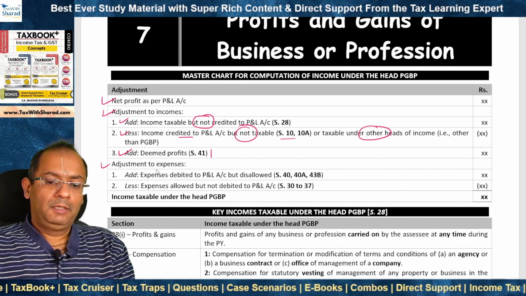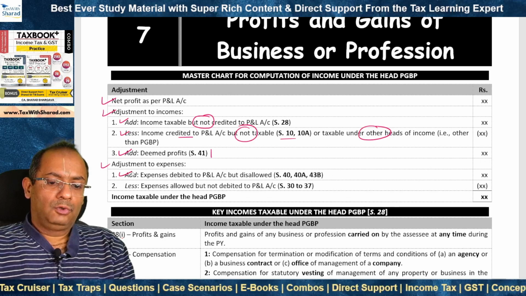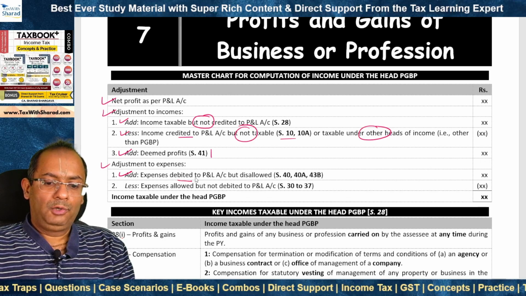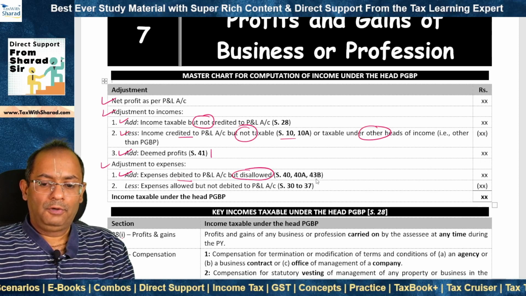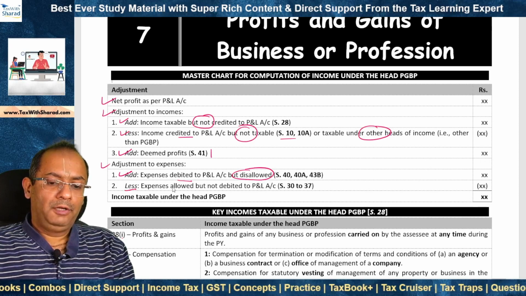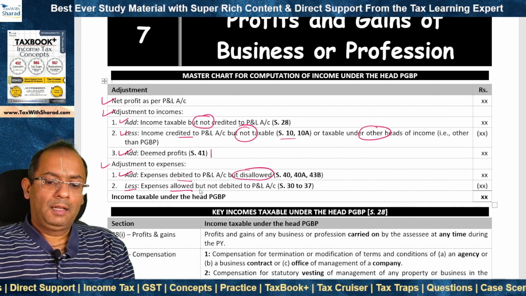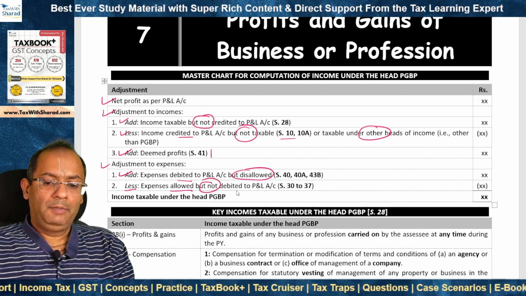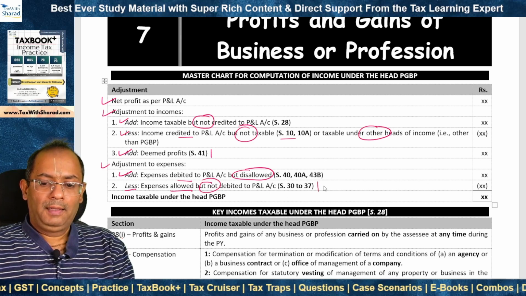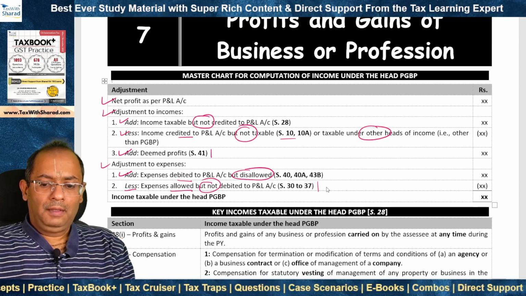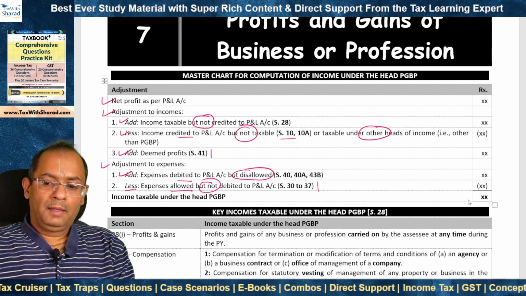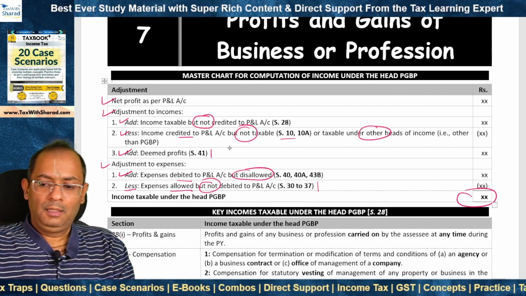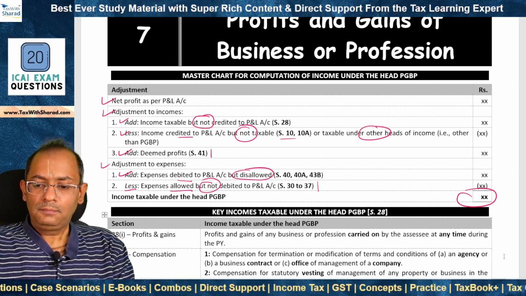Next, we make adjustments on account of expenses. So we add expenses which are debited to P&L account but which are disallowed, say under sections 40, 40A, 43B. And we reduce expenses which are allowed as deduction but which have not been debited to P&L account. And the various allowances and deductions are covered under sections 30 to 37. And the result is the income taxable under the head PGBP.